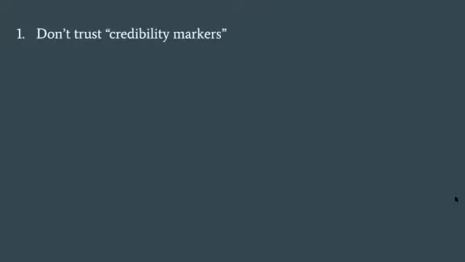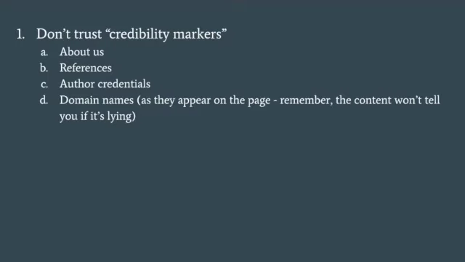First, don't trust traditional credibility markers. And by credibility markers, I mean things like the About Us page on a website, references that might be included in a web article or on a web page, author credentials, and domain names as they appear on the page. So remember, the content is not going to tell you if it's lying.